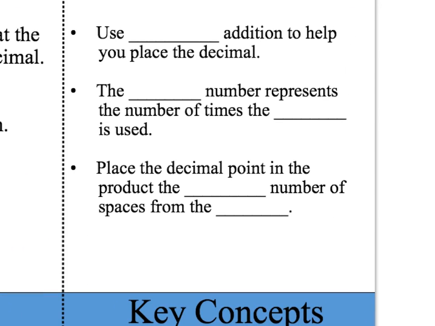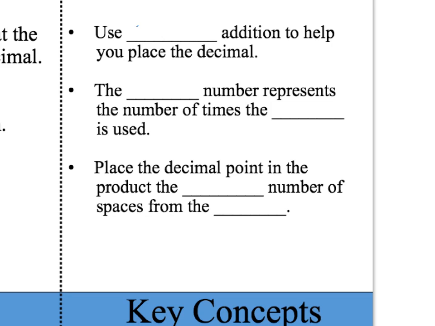Key concepts: use repeated addition to help you place a decimal. The whole number represents the number of times the decimal is used. Place a decimal point in the product the same number of spaces from the right.